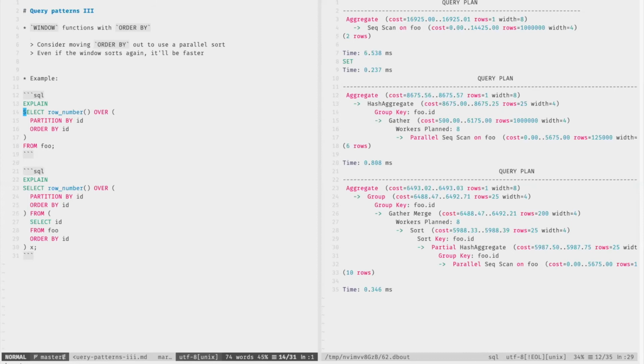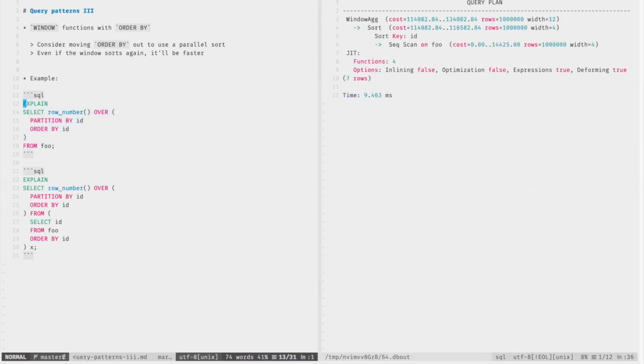So again, let's just look at the plans. Just doing this explain again. So here we have the window aggregate. You see it's doing the sort. The sort is sequential, and so is the scan. Rather high cost with 130,000 here. And now I'm going to just pull the order by out.